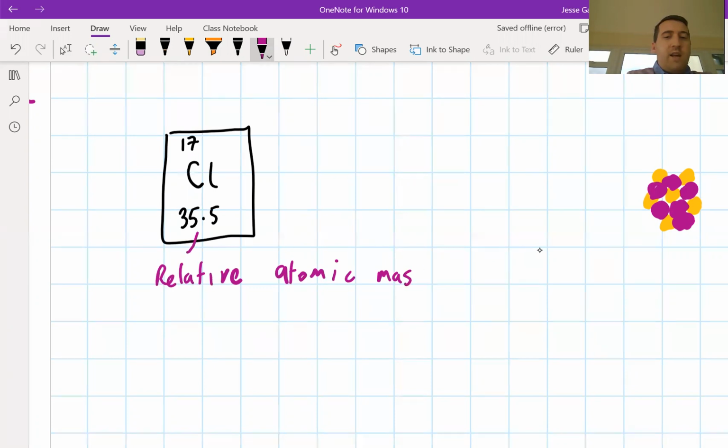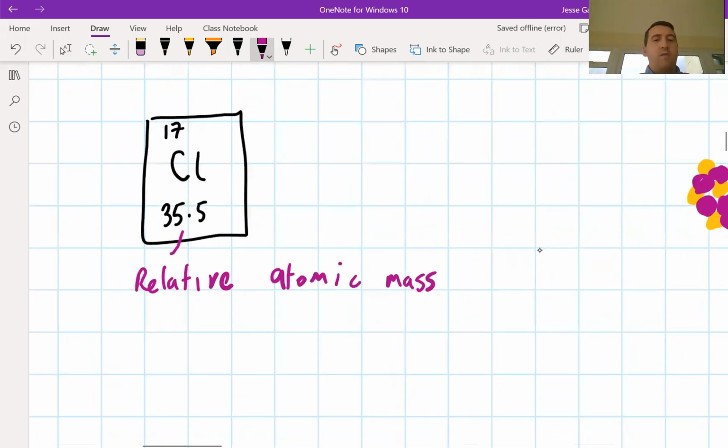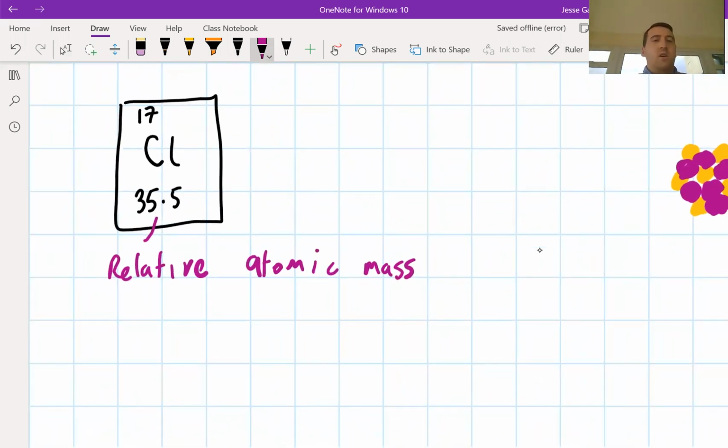And we previously calculated how we would work that out from the abundances of the different isotopes of this element and their masses. But what we're interested in today is finding out why it is called the relative atomic mass. What is this idea about relative? Hopefully we understand that the atomic mass means the mass of an atom of chlorine. But where does the word relative come from?